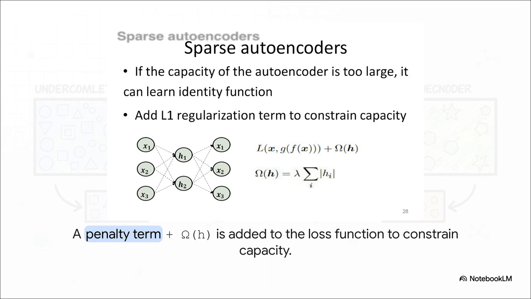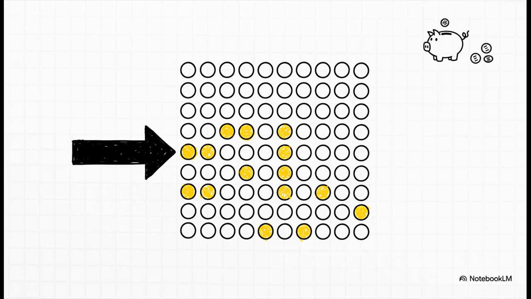and that tiny addition completely changes the network's entire motivation. You can think of it like a budget. It encourages the network to represent each piece of data using only a small, specialized handful of its available neurons. So even though it might have this huge capacity, it's forced to use that capacity efficiently and, well, sparsely for any given input.